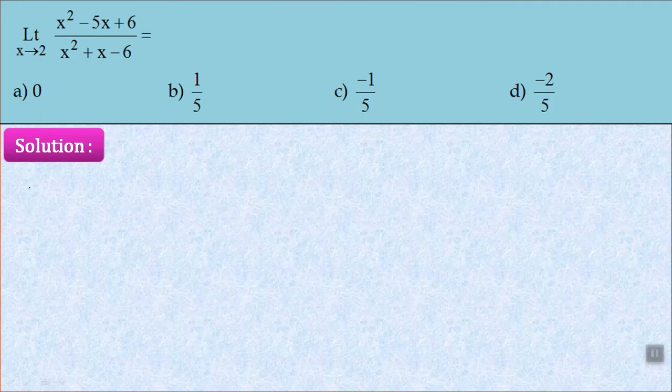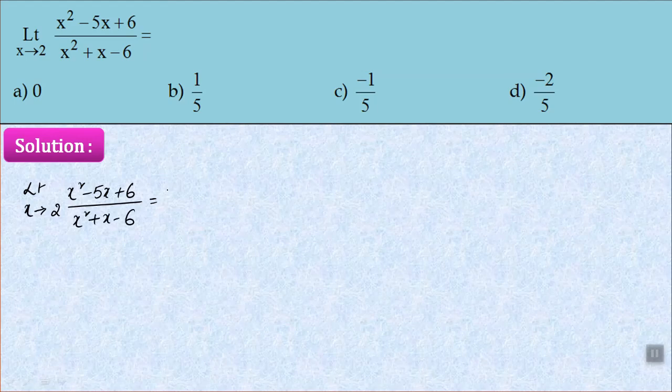Here the given question is limit x tends to 2, x square minus 5x plus 6 divided by x square plus x minus 6. Here we substitute the limit 2 square 4 minus 5 into 2 10 plus 6 divided by 2 square 4 plus 2 minus 6 is equal to 4 plus 6 10, 10 minus 10 0, by 4 plus 2 6, 6 minus 6 0. It is in the indeterminate form.